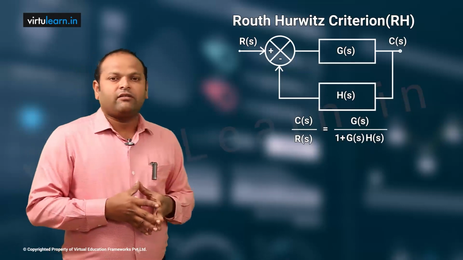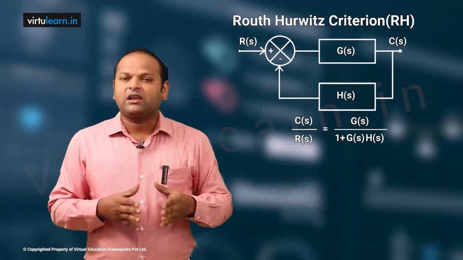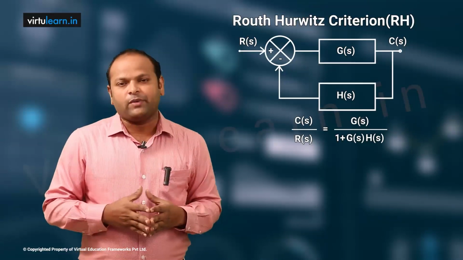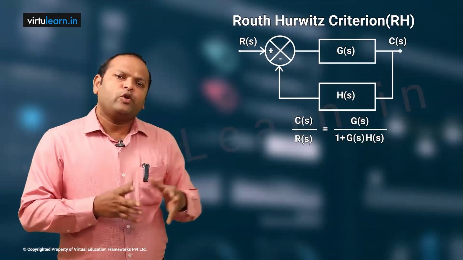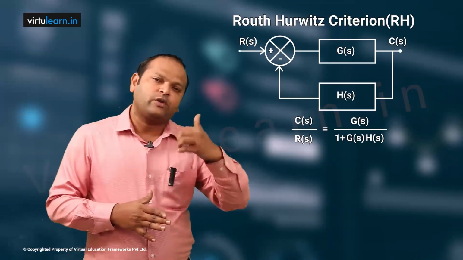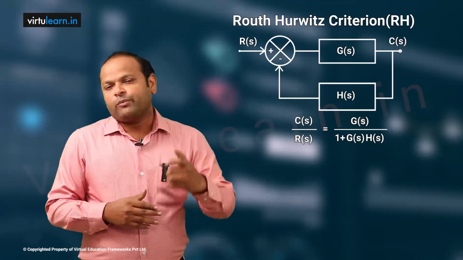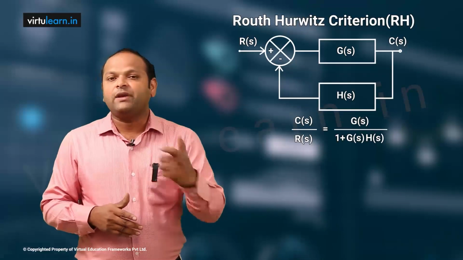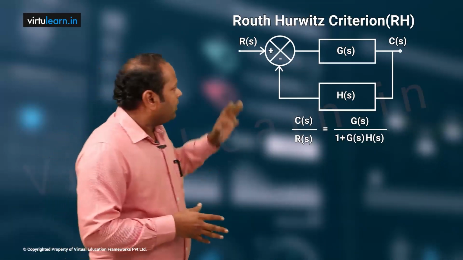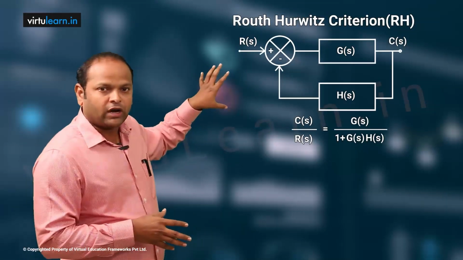In general, when I say stability in control systems, we are mainly interested in the closed loop stability of the system. So the open loop system is available. If we want to convert the open loop system into a closed loop system, we must investigate the stability of the closed loop system by closing the loop. Therefore, here I have a closed loop block diagram.